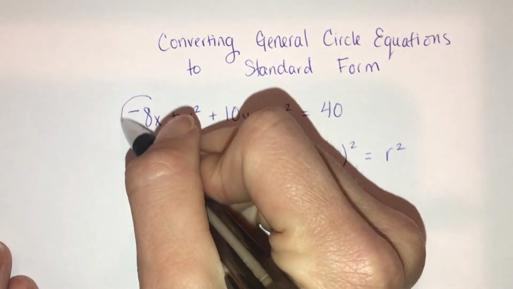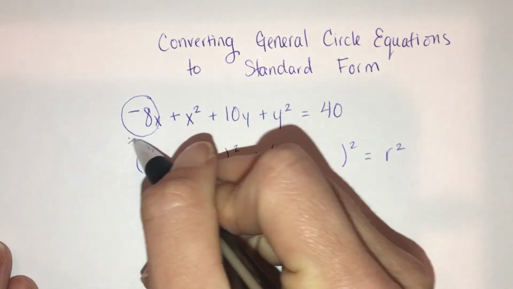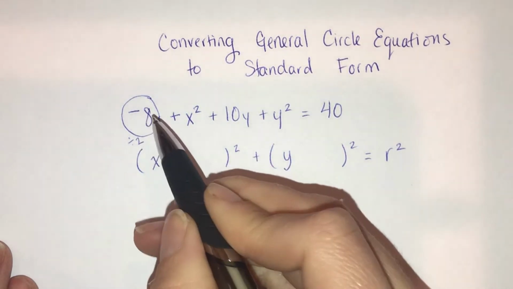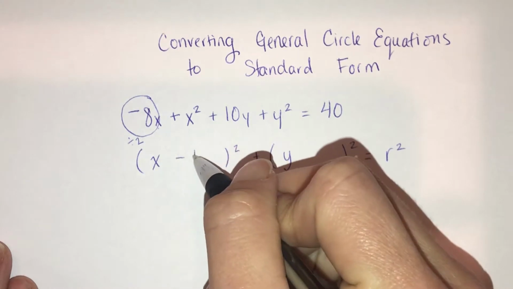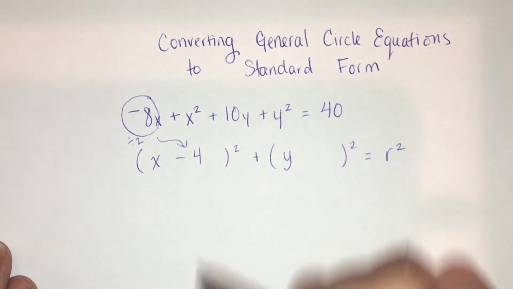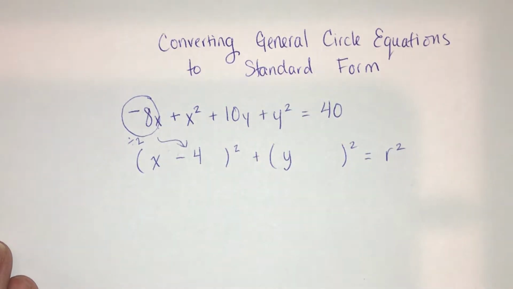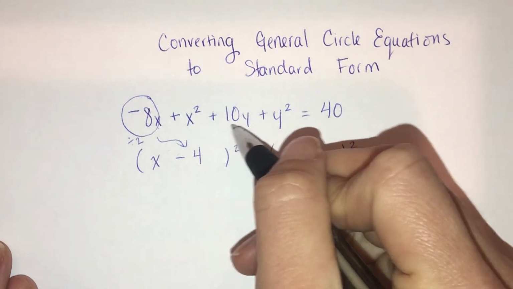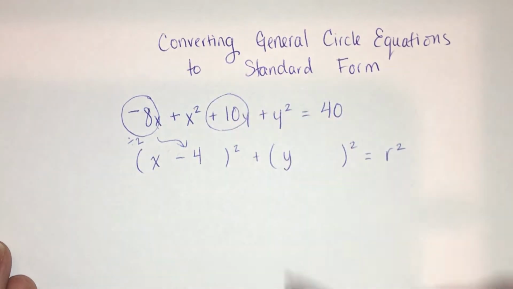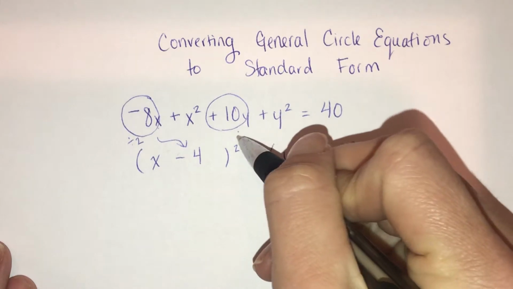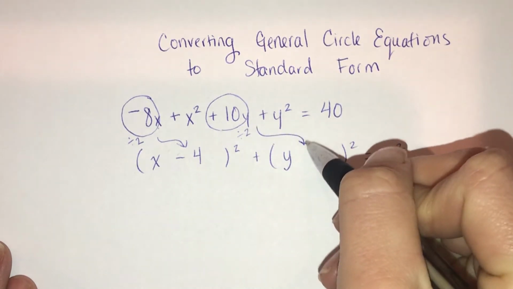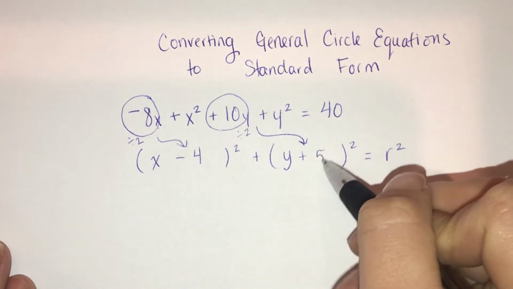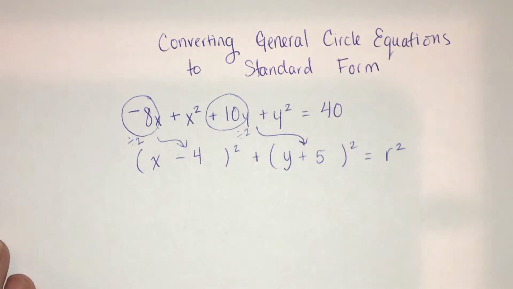So the way this works is we always take the term that is next to the single x, this term right here, and we're going to divide it by 2, including the sign. So this is going to be minus 4, and we simply place it in the parenthesis with the x. The second part is to take your coefficient of y and divide that one by 2 over here, including the sign. So that's going to be plus 5.